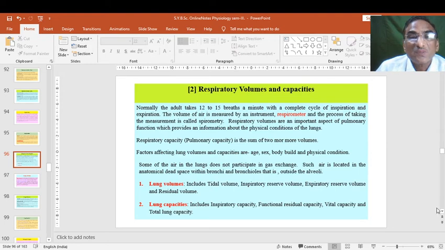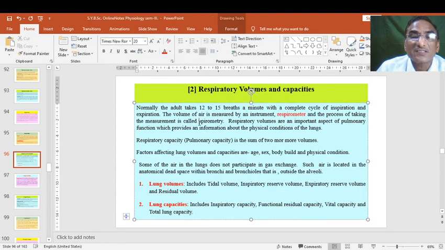Now the second topic is respiratory volumes and capacities. Normally an adult takes 12 to 15 breaths per minute, each with a complete cycle of inspiration and expiration. The volume of air is measured by an instrument called a respirometer, and the process of taking the measurement is called spirometry or respirometry.